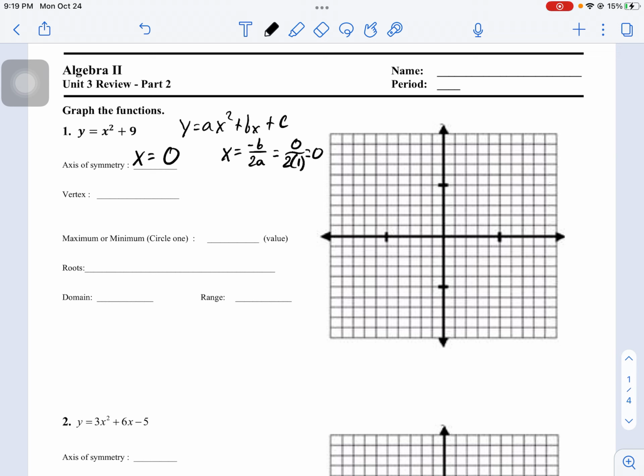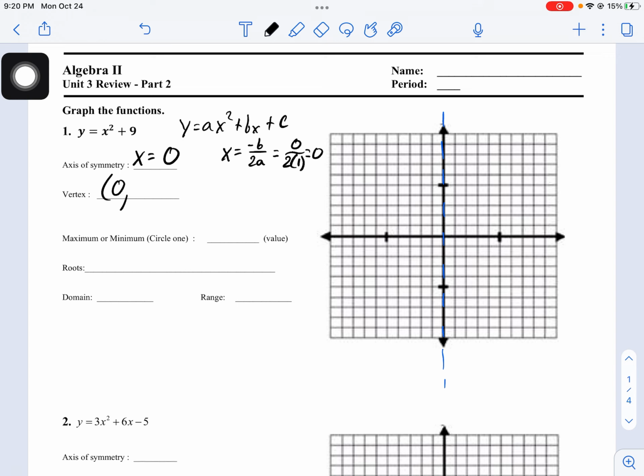So that tells you that your axis of symmetry, let me do it in a different color here, would be along the y-axis. So our vertex is going to be on the y-axis. Remember, your axis of symmetry and your vertex x value are always the same.